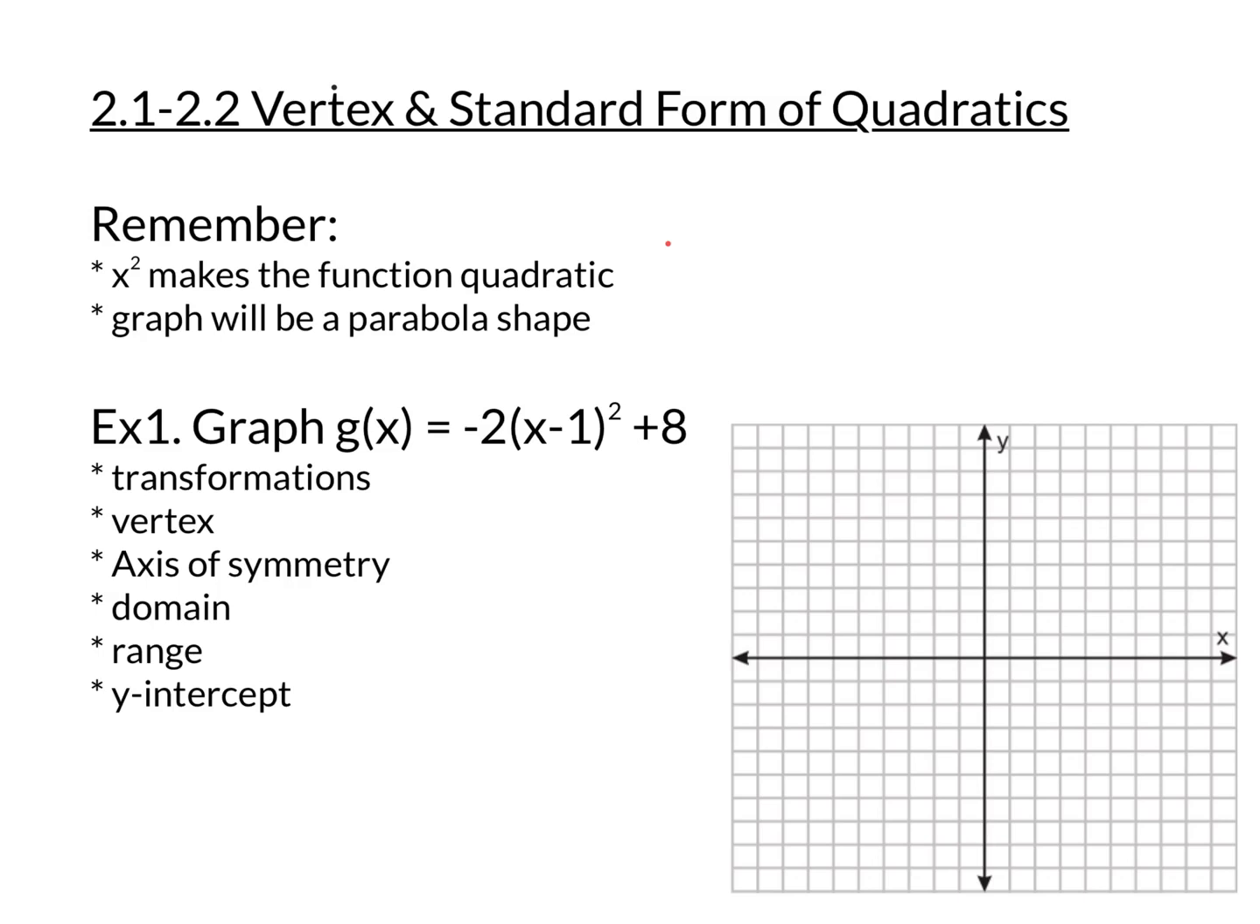All right, this is going to be quite the lesson. We are covering vertex and standard form of quadratics, both of which you've learned in Algebra 1, but that's been a while, so let's recap both of those. First, remember and make a note: X squared is what makes the function quadratic, and the graph will be a parabola or a U shape.